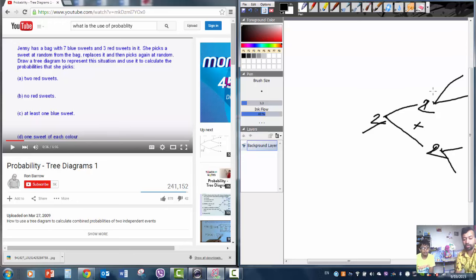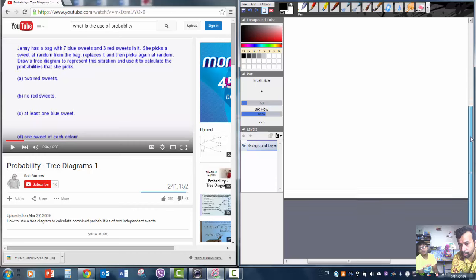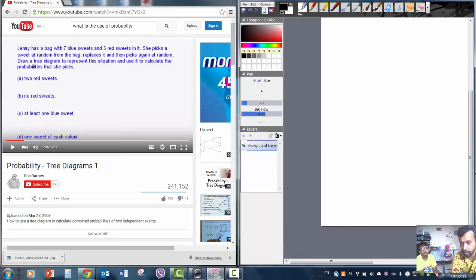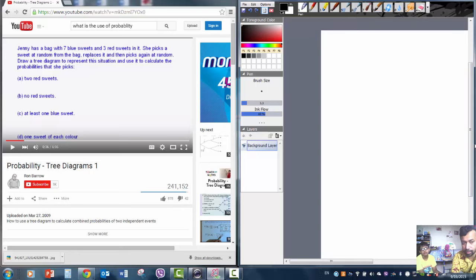Okay, why do you think they're called tree diagrams? Because they branch out like a tree. Exactly. Like one thing connects to another. It's just like the branching of a tree. Great. Let's just adjust this a little bit. Let's carry on with this and see. So, how do you think they're going to start the tree diagram?